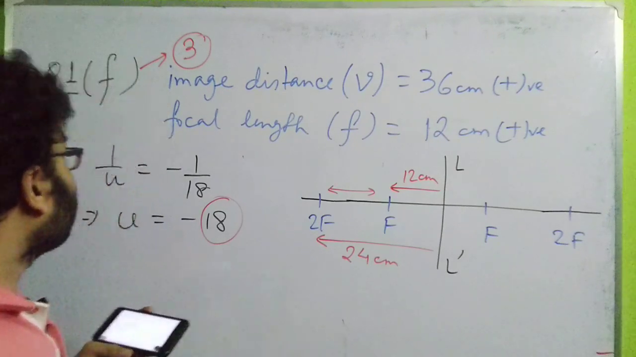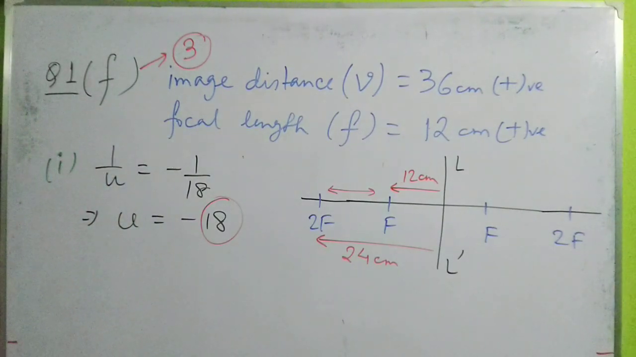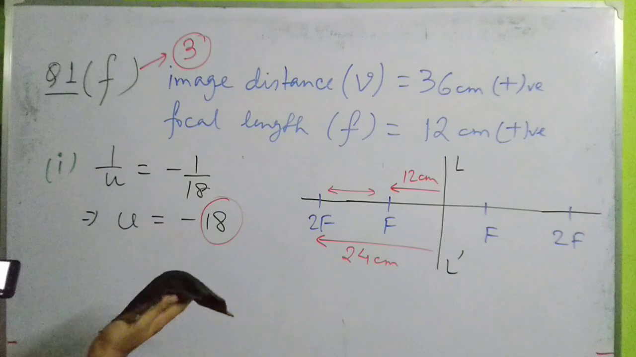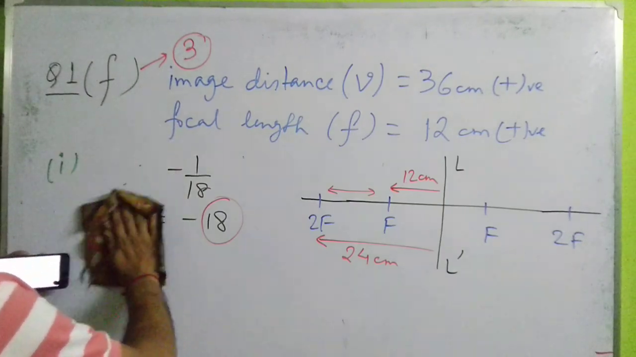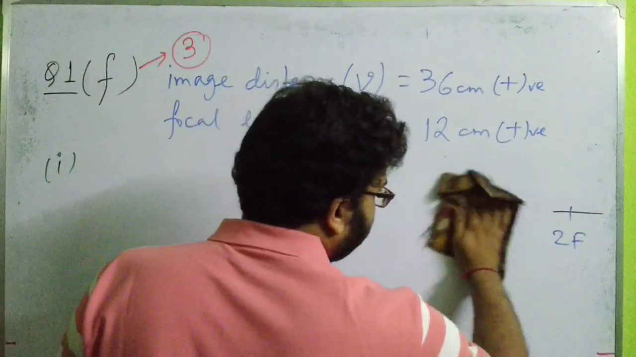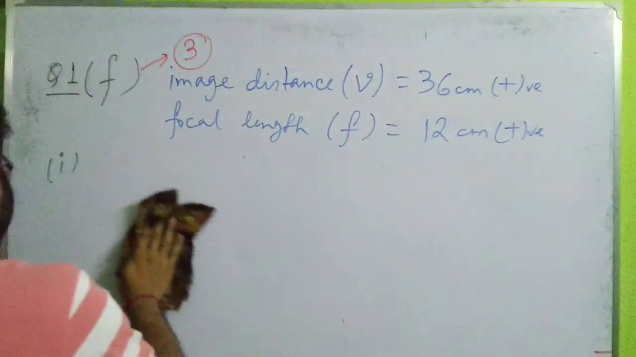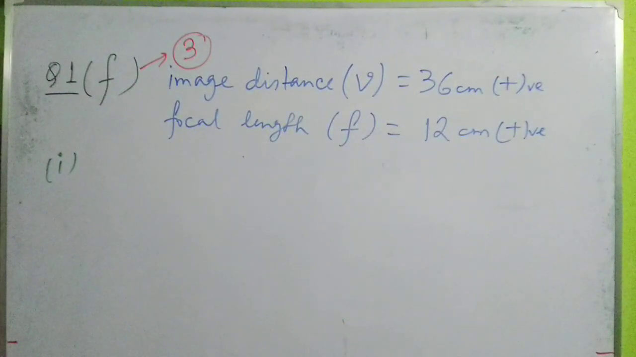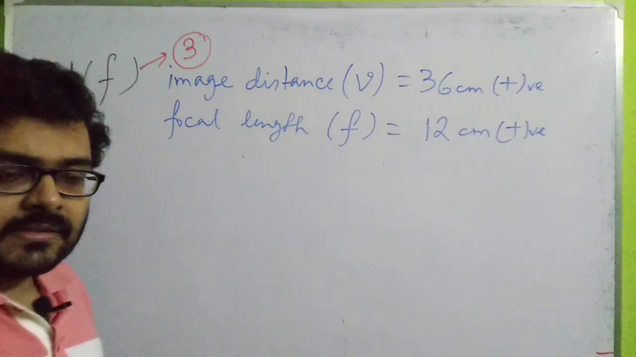Okay, the next part, subpart 2. What does it say? Subpart 2 asks, what is the power of this lens? Now see, there is a formula regarding the power of a lens. Let me make it clear to you all what we mean by the power of a lens. I think everybody knows this. What does a lens do?